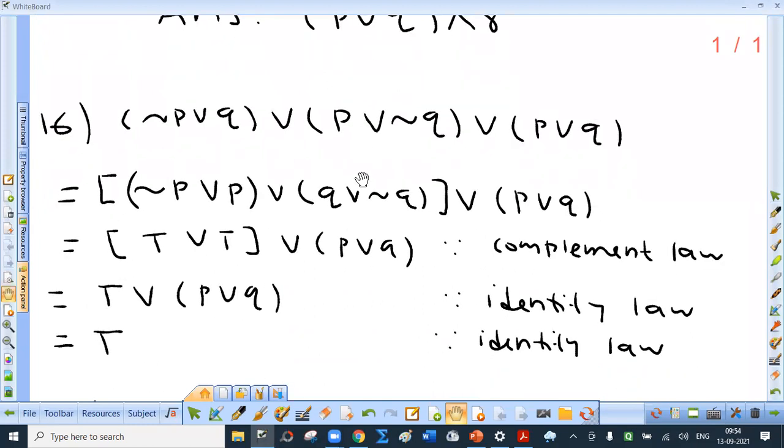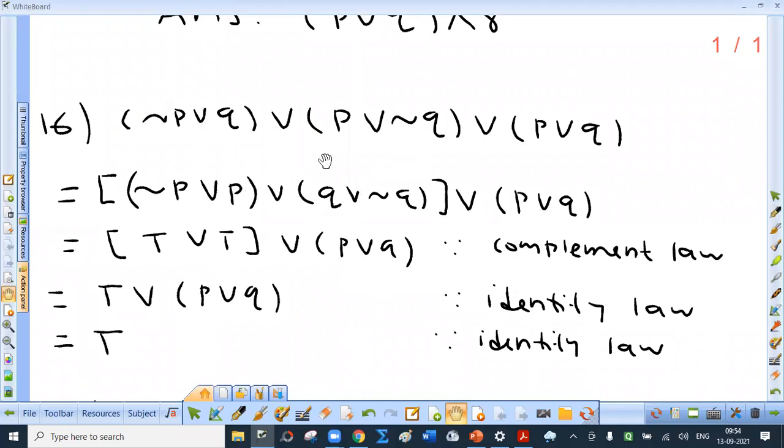Now the 16th is a simple one. You will notice that throughout, disjunction is there. So one of the statements is not P, the other is P. And what is not P or P? True. True or anything is always true. So the current always flows. It is not necessary to use any switch in the circuit, right?